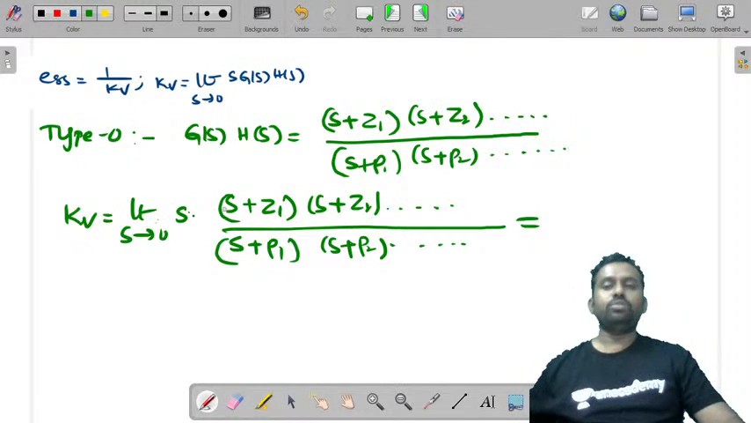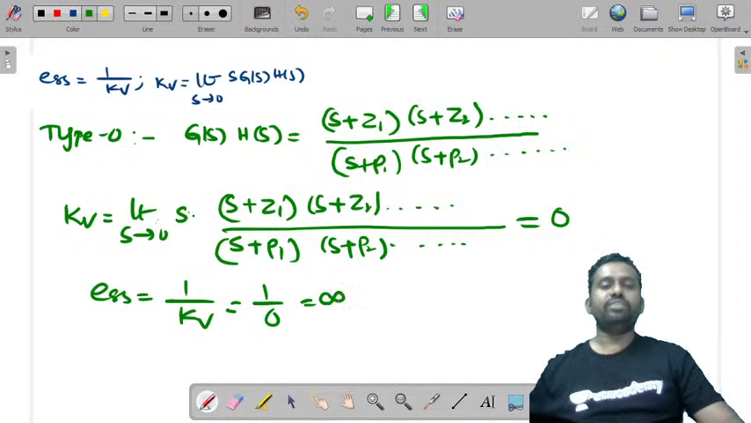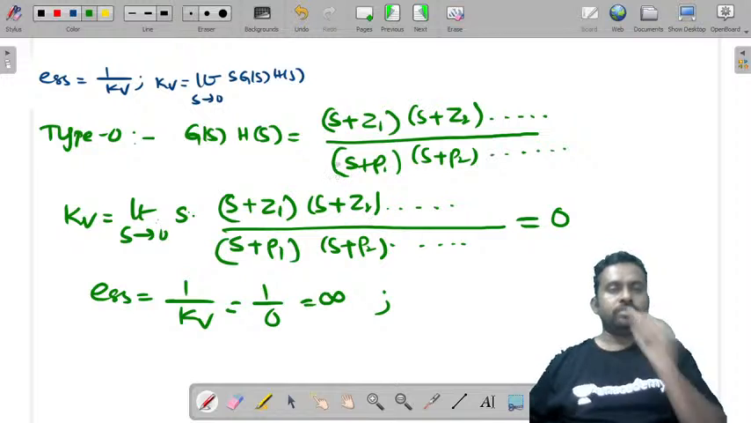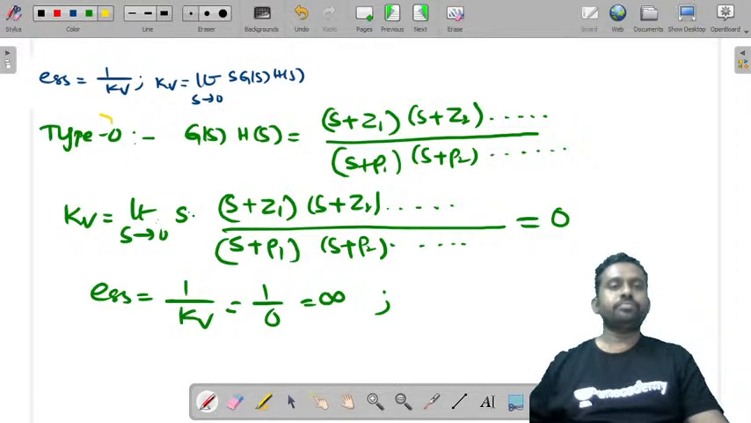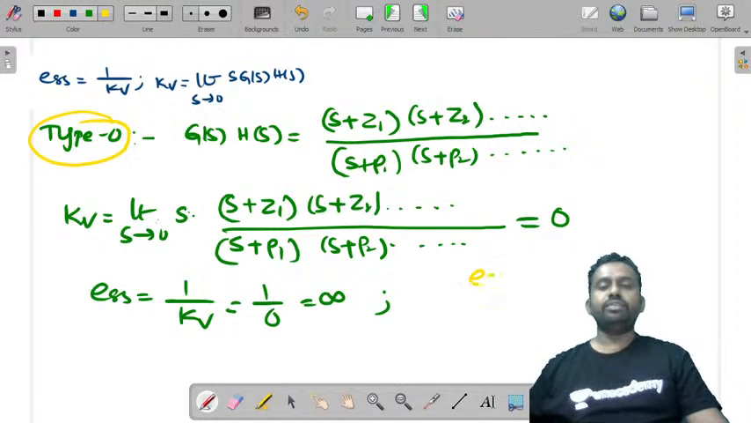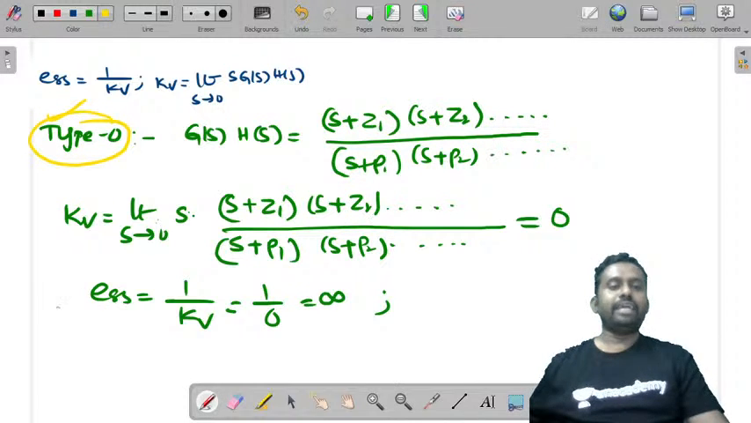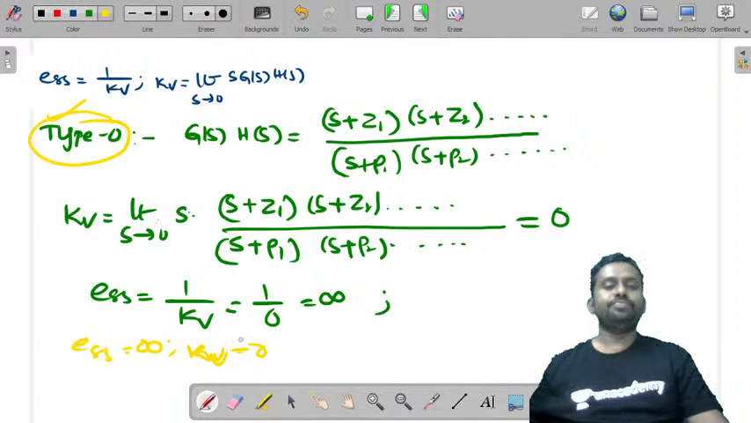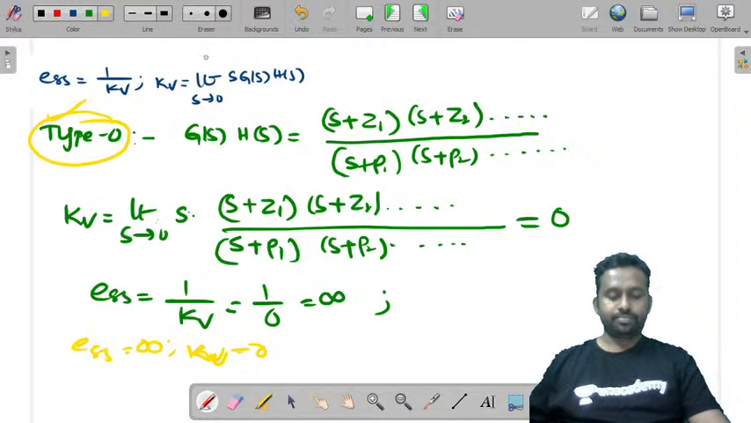If you substitute s is equal to 0, what is the value of kv? kv is 0. What is the steady state error? 1 by kv, and 1 by 0 would give you infinity. So for a ramp input, a type 0 system gives a steady state error of infinity and a kv value of 0. Hope this is clear for you.